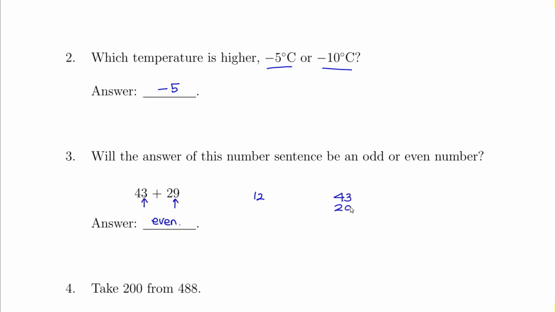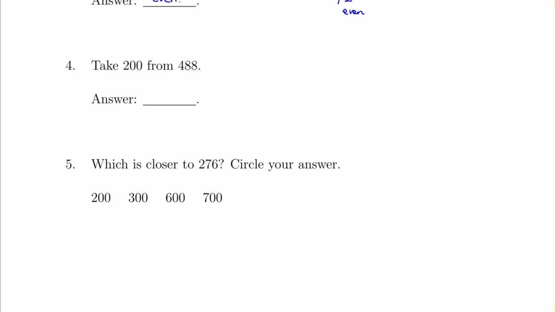So 42 and 29, if we add them together, we get 12 for the units. So 1 goes here, and then 1 add 4 is 5, and then add 2, so you get 7. 72, and it's an even number, so still you get an even number. And why did I do the first method, just adding the ones? Because we just need to determine whether it's an odd or even number. This question doesn't ask you to do the addition. Okay, go straight to the next question.